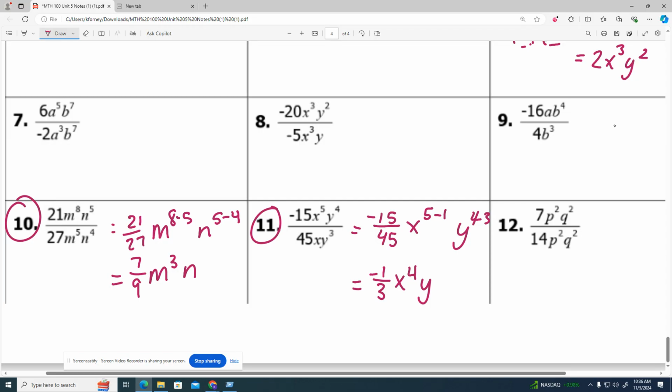Let's go ahead and look at 12. Okay, for 12, you start with 7 divided by 14. It's 1/2. It's not 2. Now, what happens to the p squares? Yes, it's 2 minus 2, which cancels out. What happens to my cubes? They also cancel out. So my answer is 1/2.